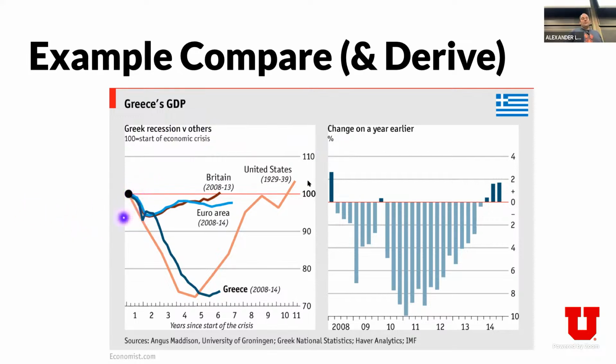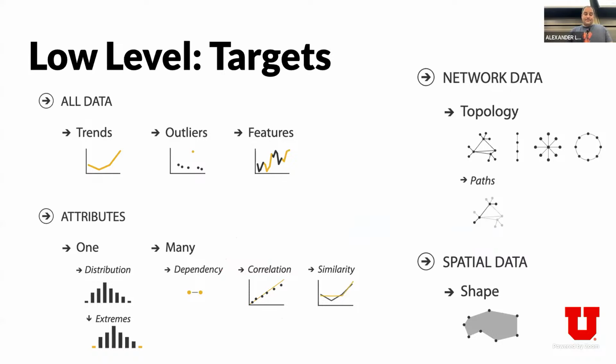Here we want to be able to compare between those items, and that's the task here. The other thing that is also shown here is some derivation. This is the change on the year earlier. We have the original data here for Greece, and here we show how this changed compared to the year earlier, and we see that it's still going downhill, even up to 2013 here.